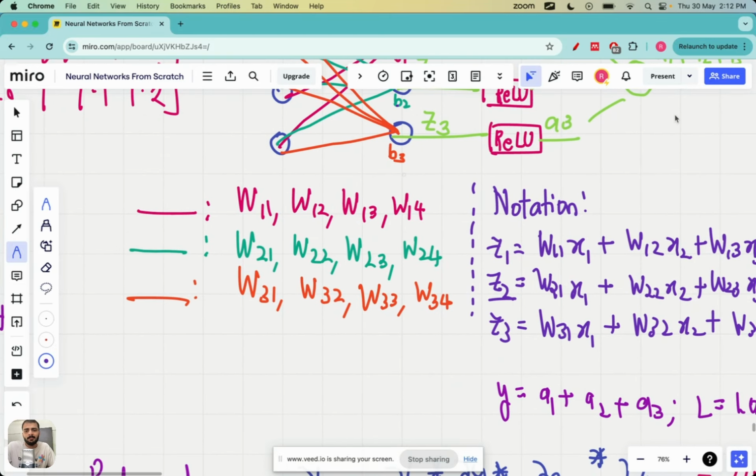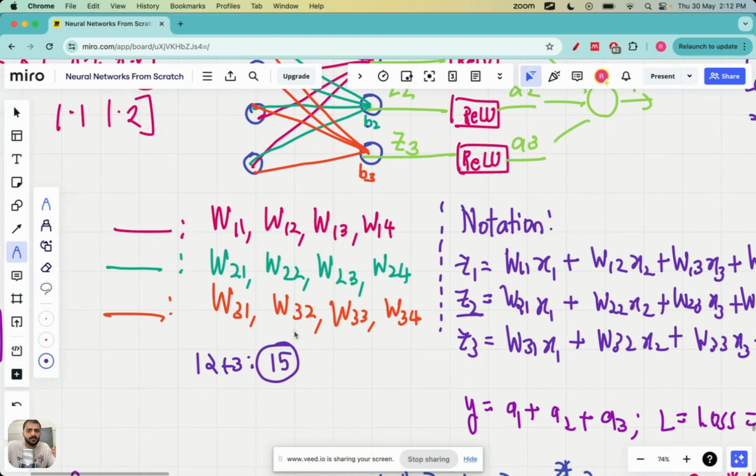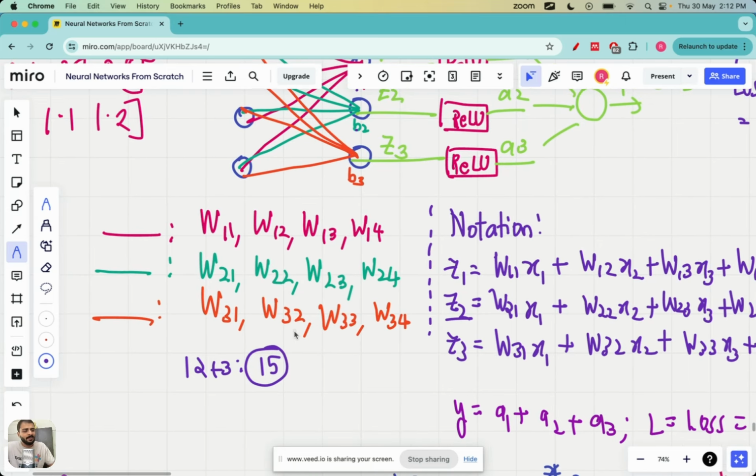So if you look at the number of parameters here, there are 12 weight parameters and 3 bias parameters. So overall there are 15 parameters to optimize in this case. And again, I'm going to show you how to optimize these parameters using the technique of backpropagation.